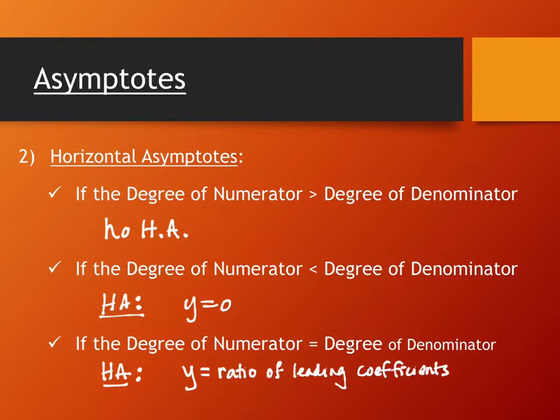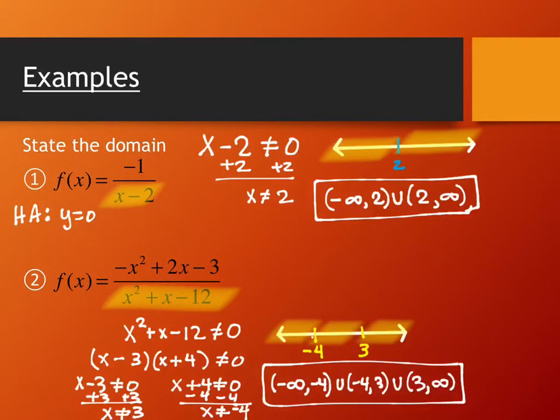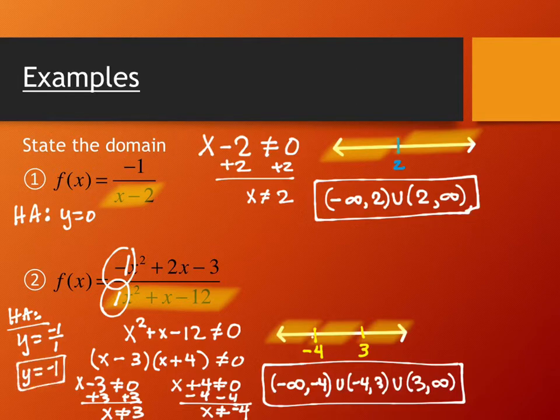So we're going to flip back to that example number 2 so that you can see it in play. Degrees are the same, top 2, bottom 2. So my horizontal asymptote is y equals the coefficient on top, which is a -1, divided by the coefficient on bottom, which is a 1. So -1 divided by 1. So my horizontal asymptote on problem number 2 would have been y equals -1.